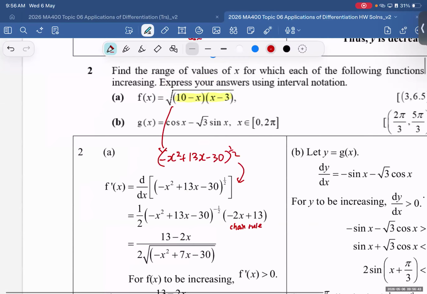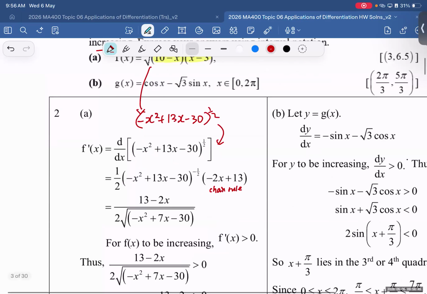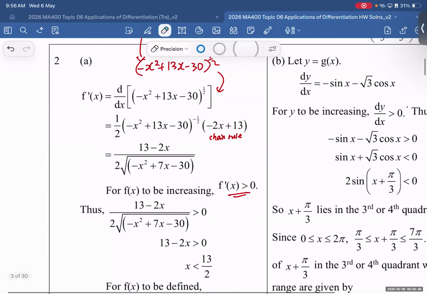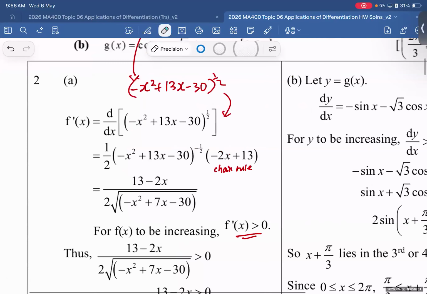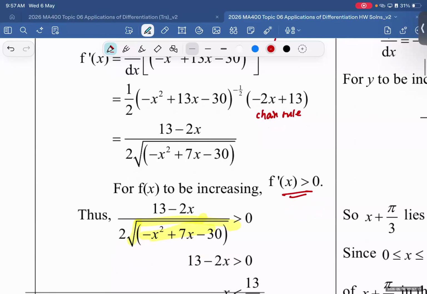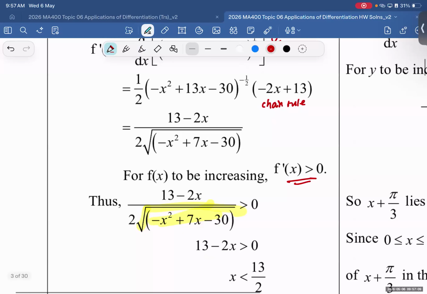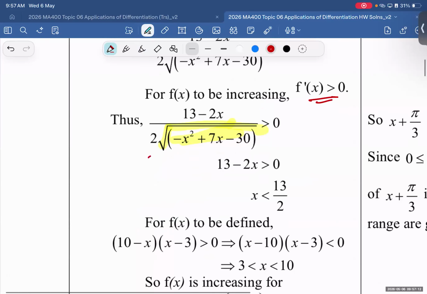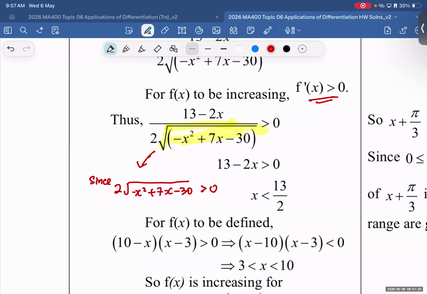Right? I want it to be increasing. That means I want this to be more than 0. And now I observe. I want this to be more than 0, right? If a square root will always be? Yes, very good. Well said. Square root is always non-negative. Okay? So we can basically say that since 2 of square root negative x squared plus 7x minus 30 is more than 0. Can this be 0?